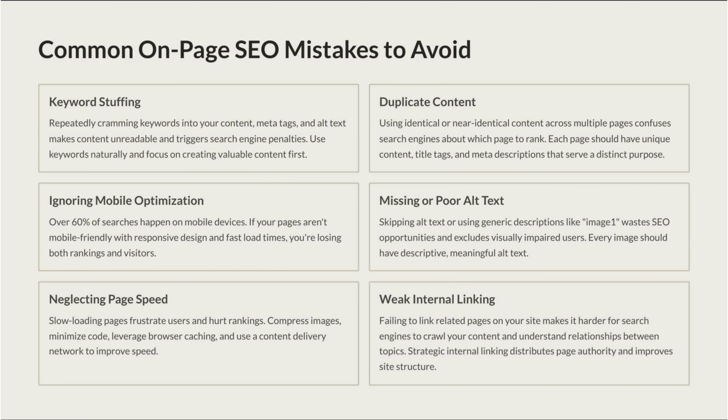Avoid keyword stuffing. It makes content unreadable and penalizes rankings. Ensure each page has unique content to prevent duplicate content issues. Optimize for mobile, as over 60% of searches are mobile-based. Use descriptive alt text for images and improve page speed by compressing images and minimizing code. Strengthen internal linking to enhance site structure.